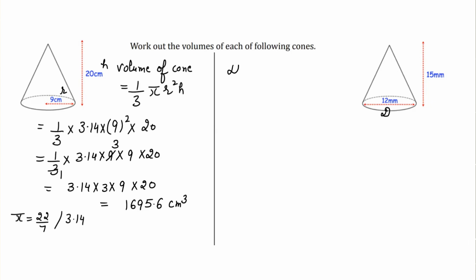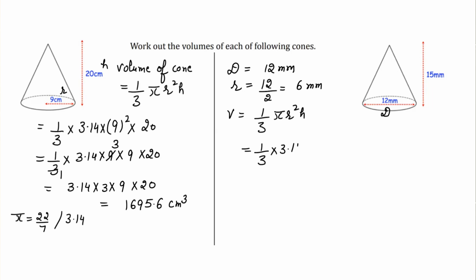In the next question, you can see the diameter is given. So we'll write D equals 12 millimeter. Radius is always half of the diameter. That means 12 divided by 2, which equals 6 millimeter. Now we will use the same formula. V equals 1 by 3 pi r square h. I will use 3.14 as pi.